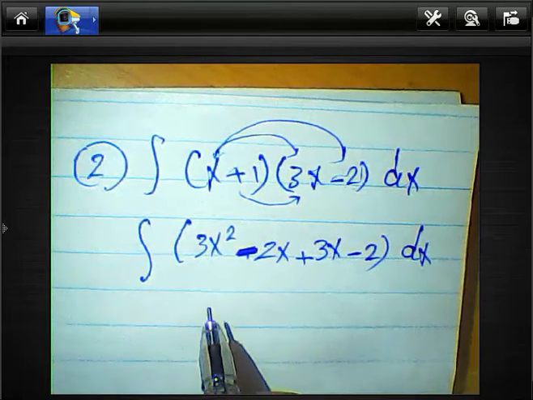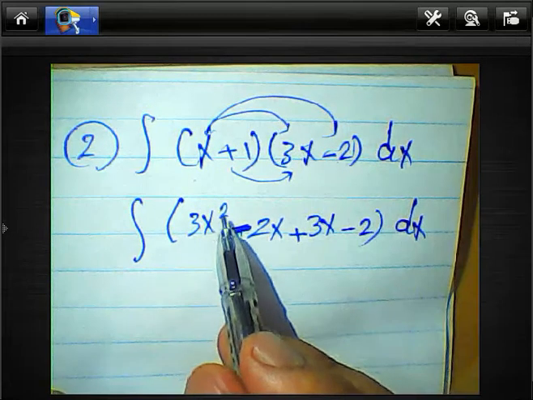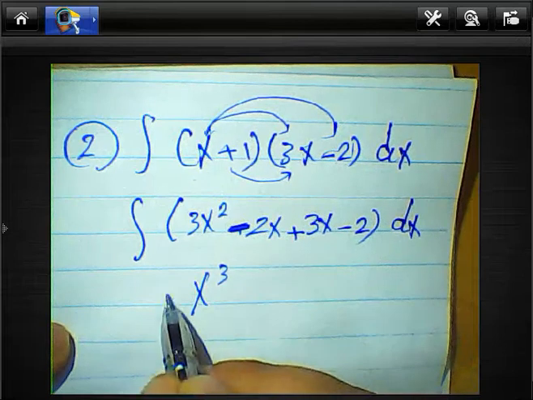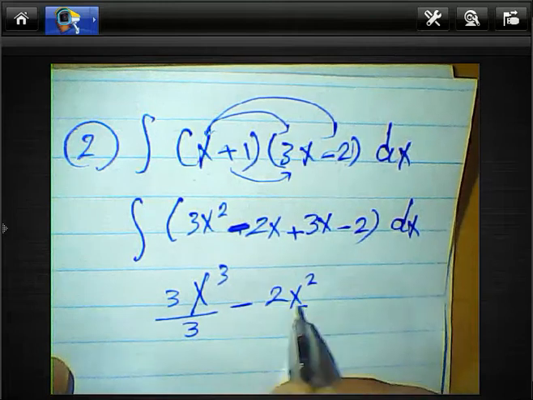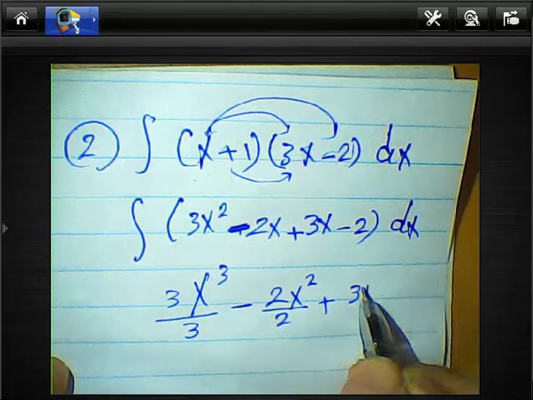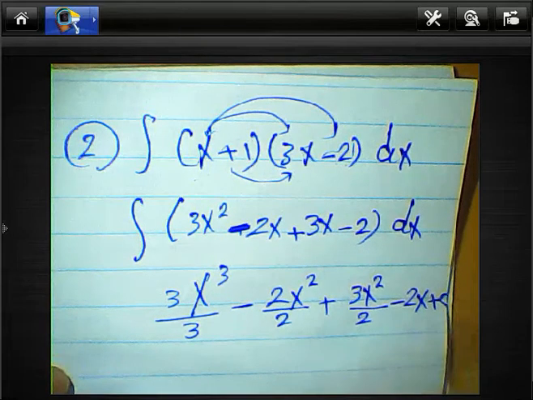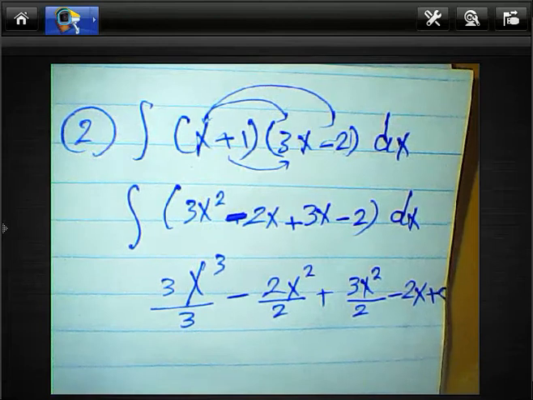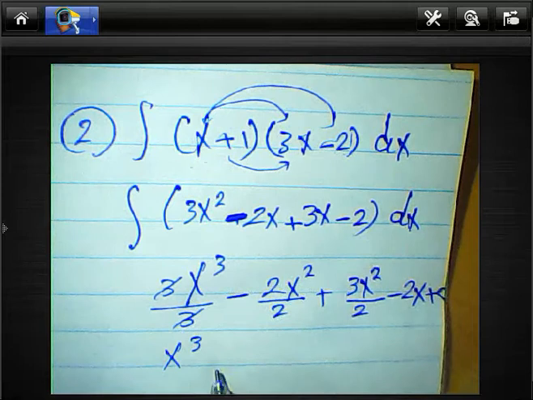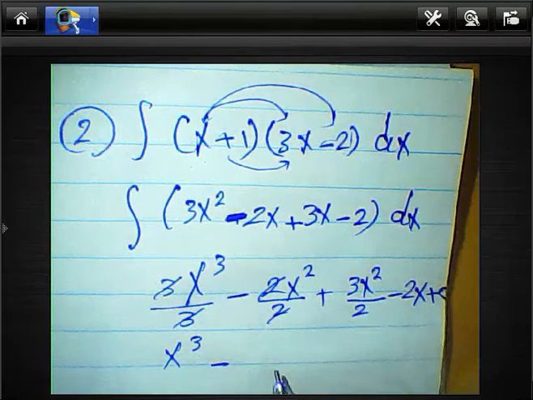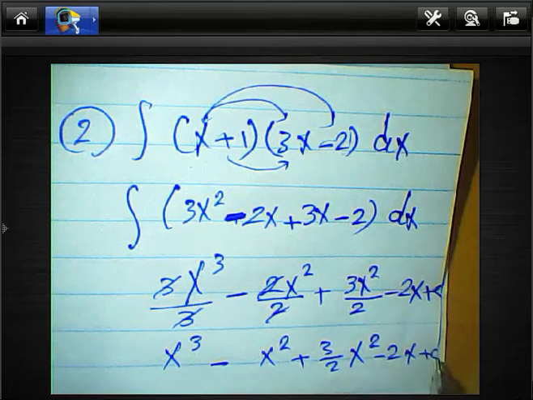We can integrate this expression by adding 1 to each power and dividing by the new power, so the result will be 3x power 3 divided by 3, minus 2x power 2 divided by 2, plus 3x power 2 divided by 2, minus 2x plus a constant. Okay, it's the result. We can simplify it: 3 divided by 3 equals 1, so x power 3, minus 2 divided by 2 equals 1, x power 2, plus 3 over 2 x power 2, minus 2x plus a constant.